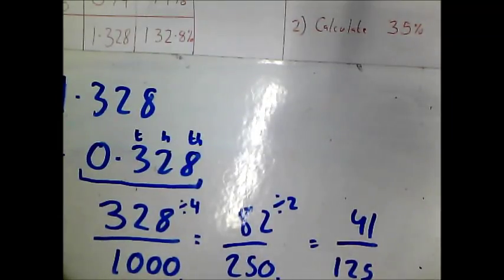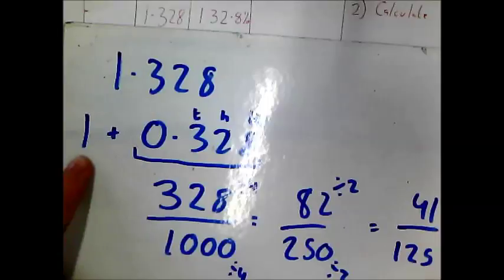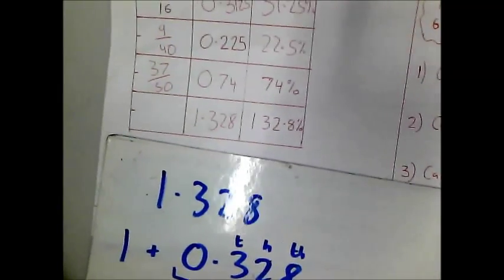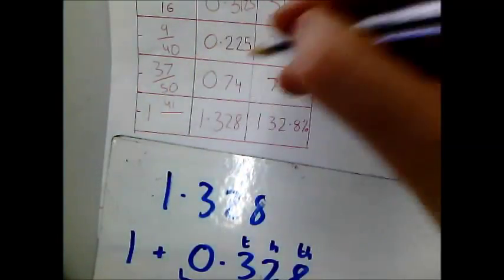And then that has no more common factors because 2 doesn't go into either of these, 3 doesn't, 5 doesn't, 7 doesn't, 11 doesn't, 13 also doesn't. So we are finished there. So it's 1 whole and 41 over 125 is your answer. So 1 whole, don't forget the plus 1, and 41 over 125.